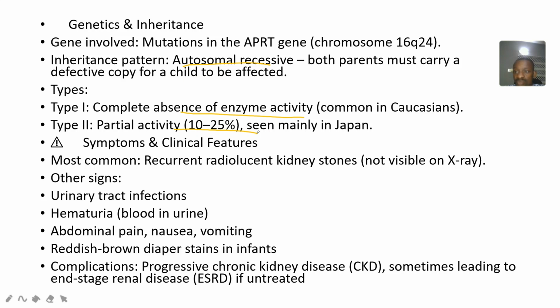That means it's very small. So if somebody has a reduction in the level of that enzyme, they have a lot of kidney stones. And those kidney stones are not visible on x-rays. They could be so tiny. There are other things too: the person will always be having urinary tract infections, blood in urine, a lot of stomach pain, nausea and vomiting.